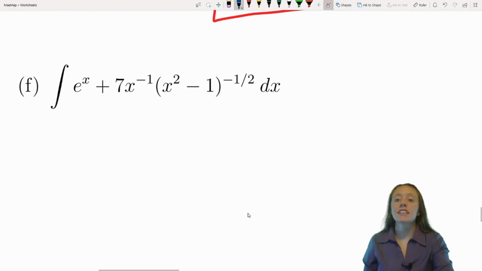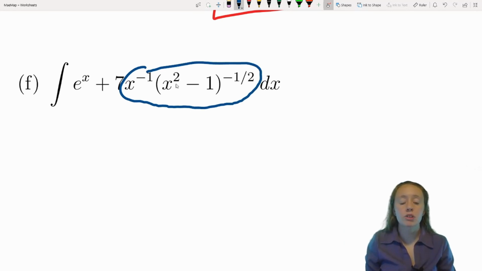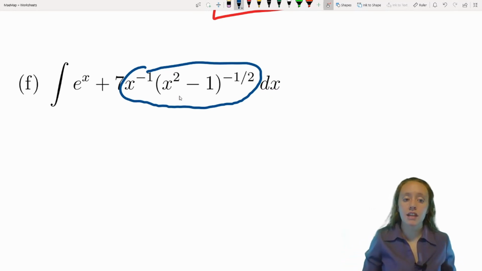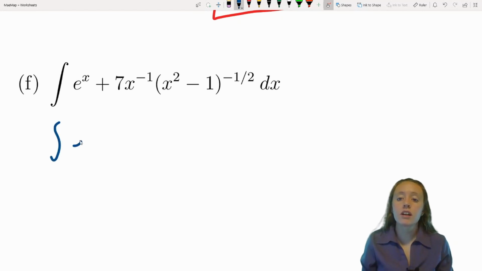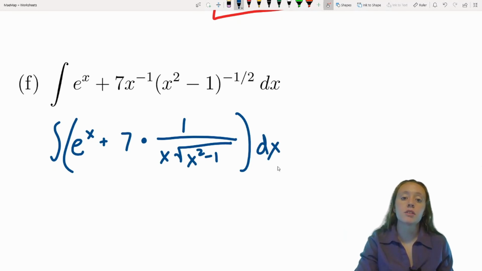And lastly, part F. We have this 7 times x to the negative 1 times the quantity x squared minus 1 to the negative 1/2. Let's move those exponents down into the denominator so that they're positive and see if we can then figure out how to integrate it. So we're going to have the integral of e to the x plus 7 remains in our numerator, or I can leave this 7 out in front, times 1 all over x times the square root of x squared minus 1. We're going to be integrating this all with respect to x.